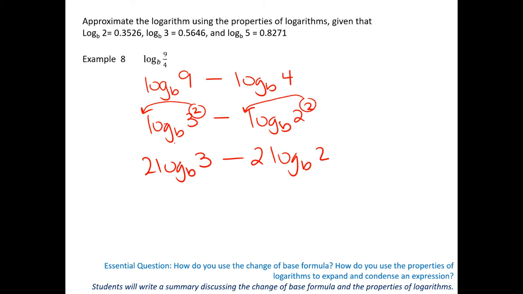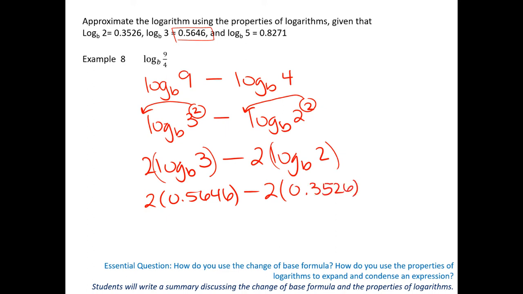At this point is where you're going to substitute in. So we know that log base b of 3 up here equals 0.5646. So we're going to plug that in, replace it, and do the same thing over here for my log base b of 2. We know that that one is the same as 0.3526. So again, I'm going to leave that part for you guys to do with your calculators, and go ahead and check that out.